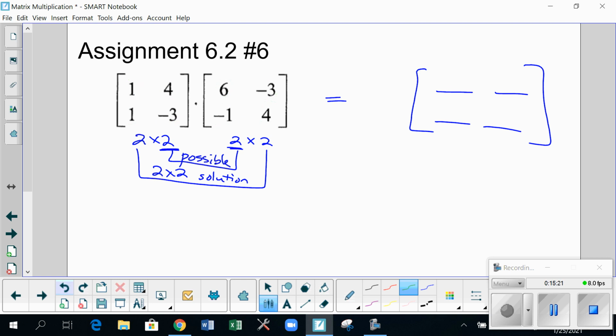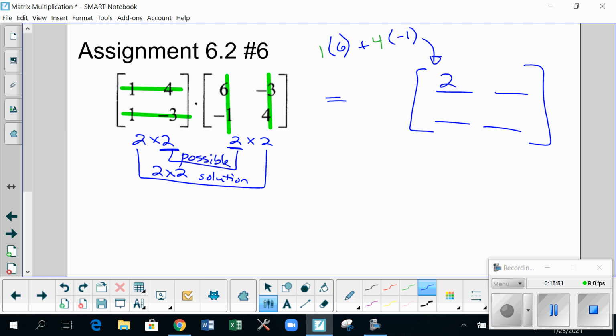Remember how it's done. Let me get my highlighter out. First, we need to highlight the rows of the first matrix with the columns of the second. And then I'm going to group them together. So to get my top left answer, I'm going to group the top row of my first matrix, the 1 and the 4, let me switch colors here, with the left column of my second matrix, the 6 and the negative 1. This is 6 plus negative 4, which is 2.